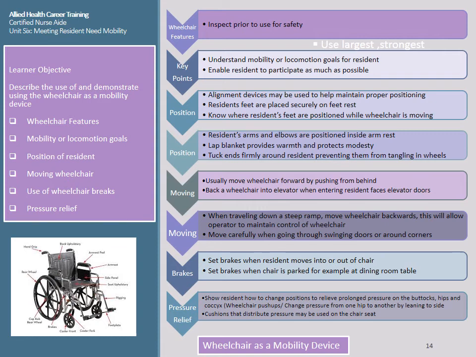We also need to watch for pressure relief. Show residents how to change position to relieve prolonged pressure on the buttocks, hips, and coccyx. Wheelchair push-ups change pressure from one hip to another by leaning to the side. Cushions that distribute pressure may be used on the chair seat. Most wheelchairs will have a pressure relief pad in them. This will be in the care plan and must be used at all times to relieve pressure on the resident's bottom.